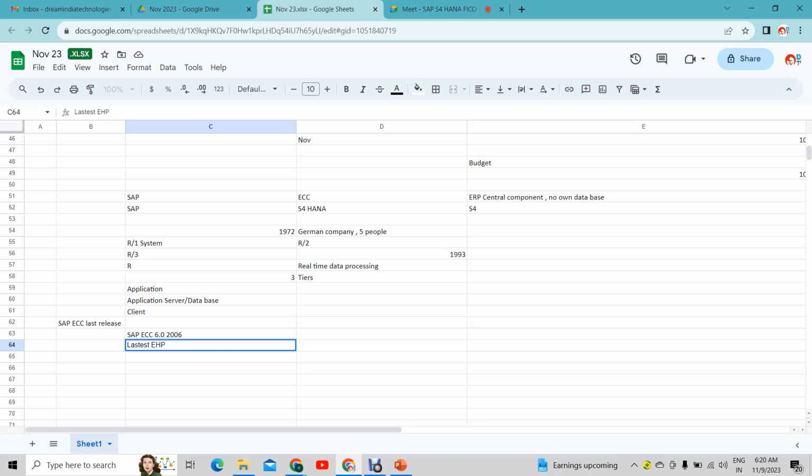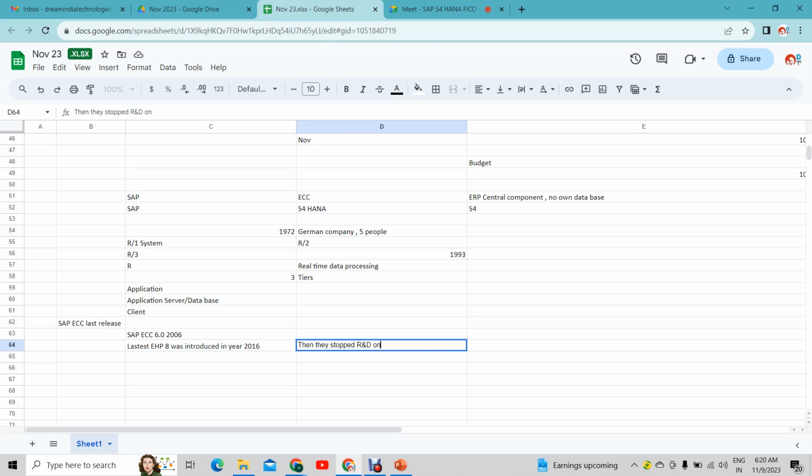So the latest, EHP 8, was introduced in the year 2016. Before that they had EHP 1, 2, 3, 4, 5, 6, 7, 8. 8 was the last, and then they stopped. Then they stopped R&D on SAP ECC.